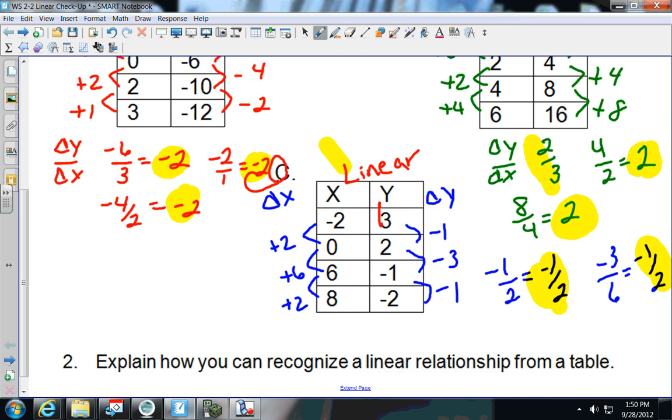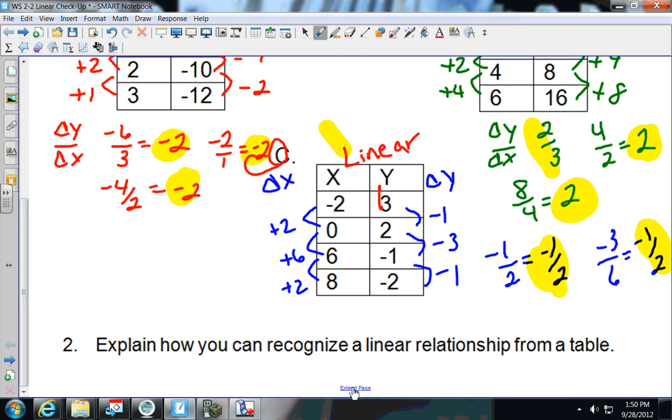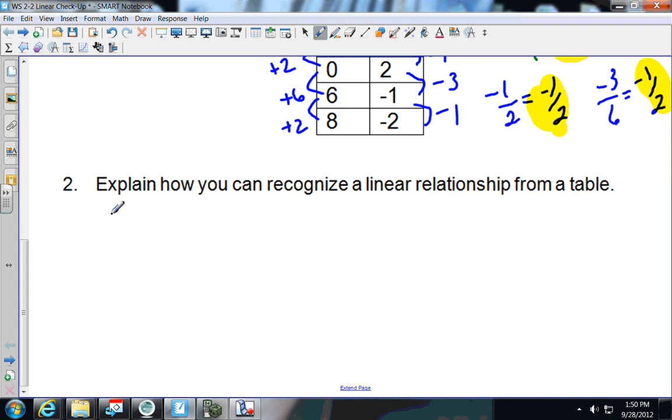And how do you know in a table that something is linear? That's what it's asking you down here. You know when the change in y over the change in x is the same.